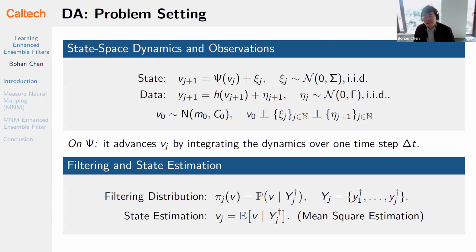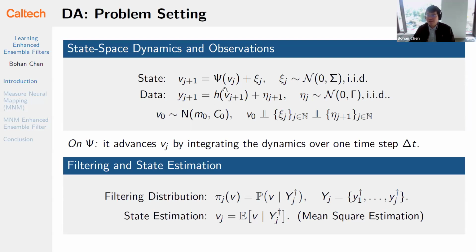Here is the mathematical definition of the problem setting. We consider state space dynamics and their corresponding observations. Here, we consider discrete time steps. From time j to time j plus 1, we have V_{j+1}. Here, V is the state, and V_{j+1} equals psi of V_j plus some noise. We call this dynamic noise.